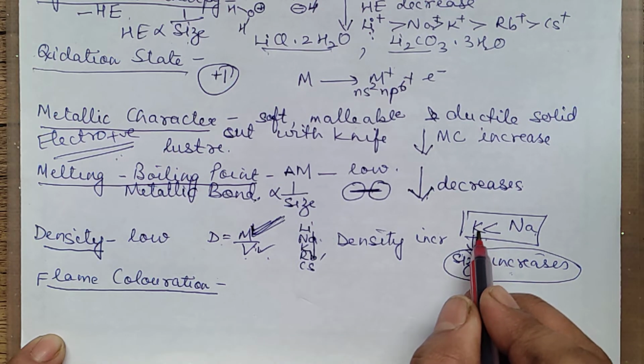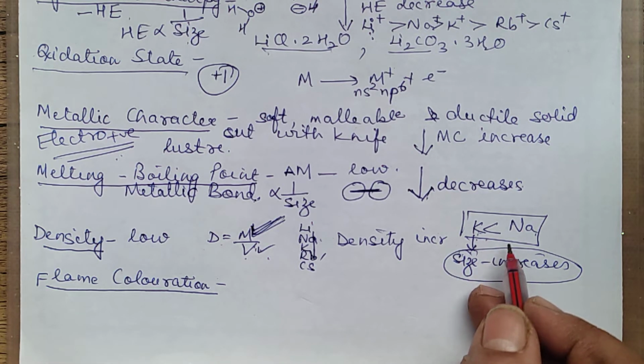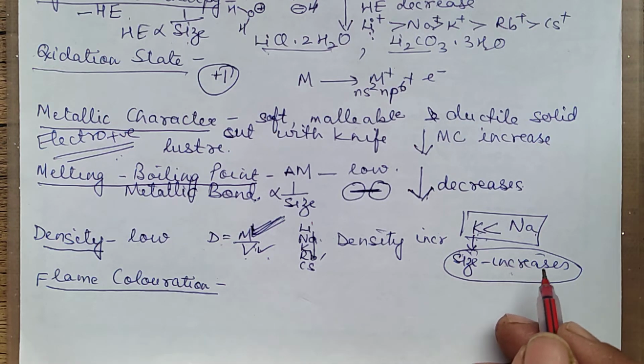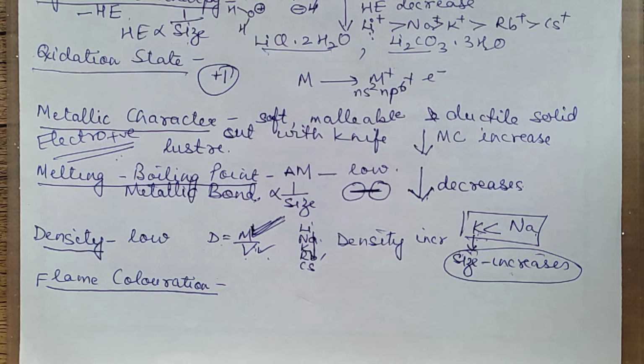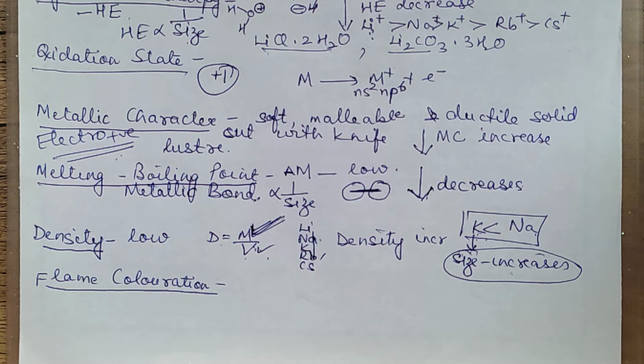You can just check the configuration wise. There are vacant d orbitals which causes the increase in the volume. Due to much increase in the volume, the density is comparatively lesser. Right. The next property is flame coloration.